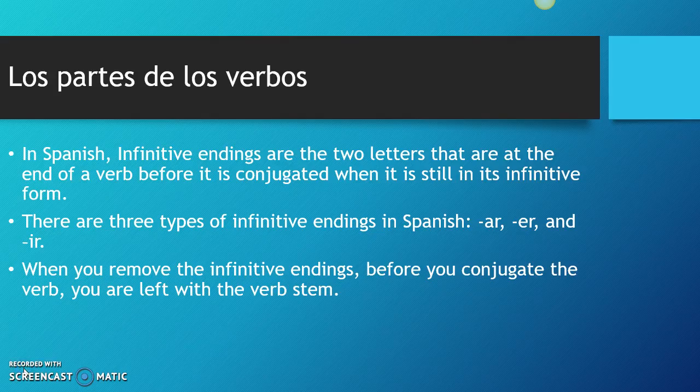Buenos días, estudiantes. This tutorial will review the E to IE stem changing verbs. First, let's review the parts of a Spanish verb. In Spanish, infinitive endings are the two letters at the end of a verb before it's conjugated, when it's still in its infinitive form. There are three types of infinitive endings in Spanish: AR, ER, and IR. When you remove the infinitive endings before you conjugate a verb, you are left with the verb stem.